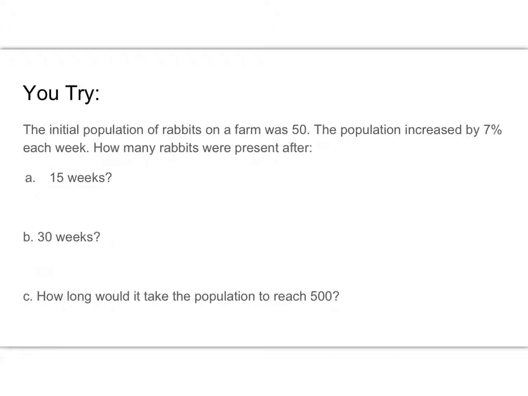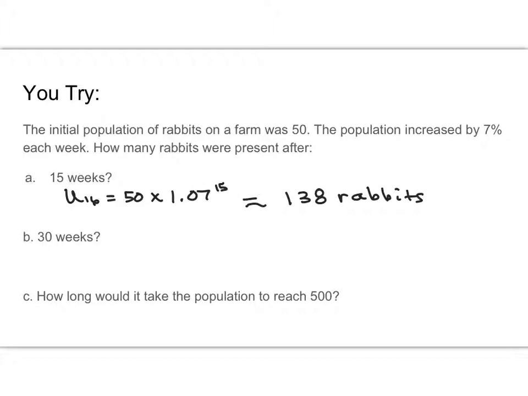All right, so we want to know how many rabbits after 15 weeks. So my 16th term is going to be 50 times, and we increase by 7%. So my growth multiplier is 1.07, and after 15 weeks, it's going to give me just really close to 138 rabbits. In this case, you want to round up or down because you won't have a partial rabbit.